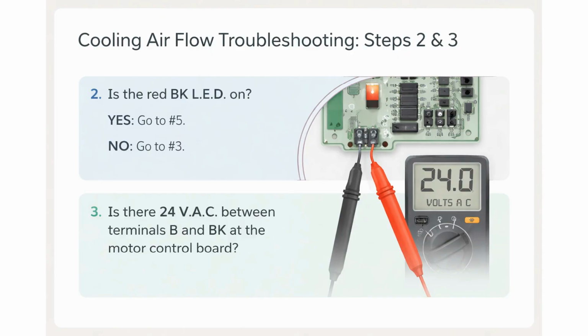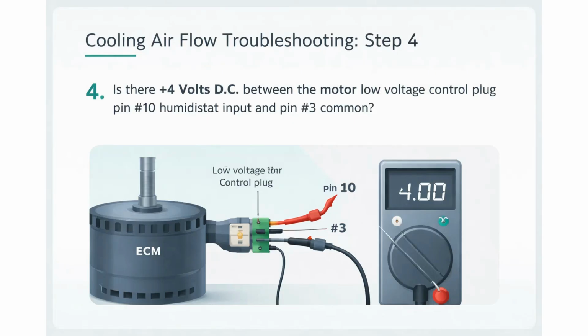Step 3 involves checking for 24 volts AC between terminals B and BK. This circuit is crucial for humidistat or ramped cycle operation. If a humidistat is installed and its switch is open, cooling airflow is intentionally reduced by 20% to help dehumidify the space. If you don't have a humidistat, a jumper must be installed between R and BK to ensure full airflow.